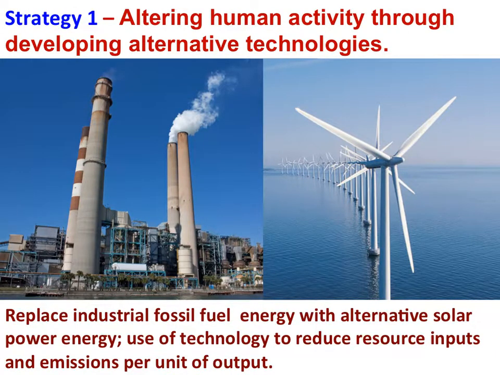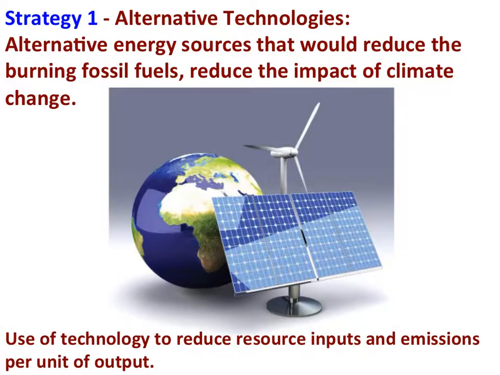Strategy 1. Altering human activity by developing alternative technologies. Replace industrial fossil fuel energy with alternative solar power energy, in this case, wind. This would reduce the amount of carbon dioxide released into the atmosphere, reducing the impact of climate change. Strategy 1. Alternative technologies. Using alternative energy sources that would reduce the burning of fossil fuels. This would reduce the impact of climate change.